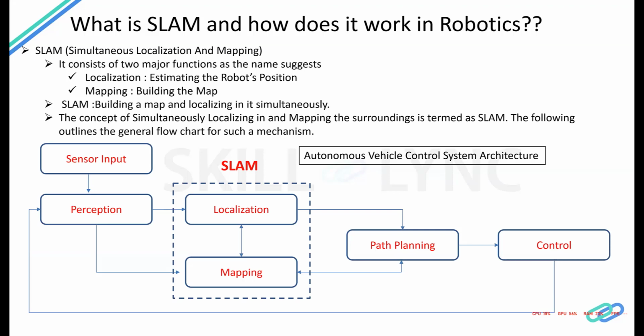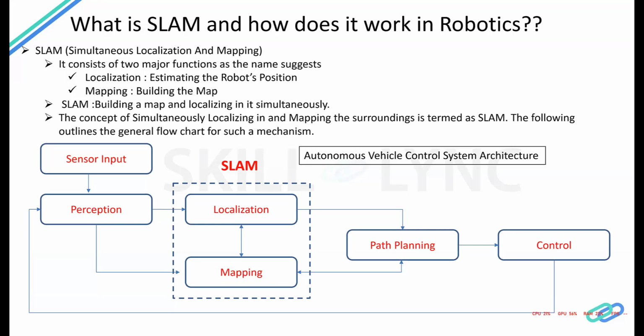So let's talk about SLAM systems. SLAM is nothing but simultaneous localization and mapping, as I've talked about already. As the name suggests, there are two major components in a SLAM system: one, localization, and two, mapping. What is localization? Let's talk about localization.